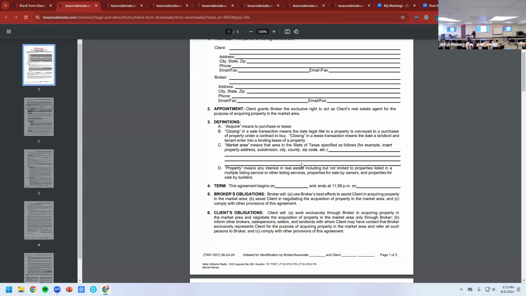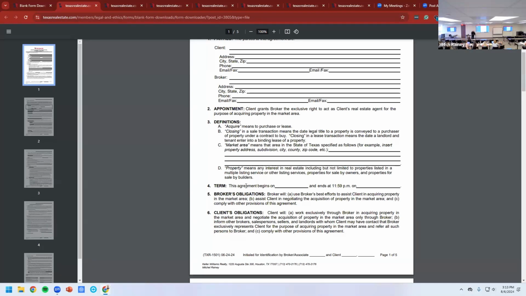Can you have multiple buyer's representation agreements? Yes. It all depends on what the market area is. If it says Harris County or Houston and surrounding areas, and I've got one that says Richmond, Richmond doesn't touch Houston, so is it a surrounding area? Guess who's going to be determining that? A judge. So be specific, and it will help you when you're trying to get it signed. Okay, these 3 addresses. Someone have a question?